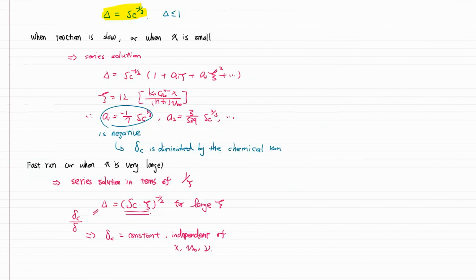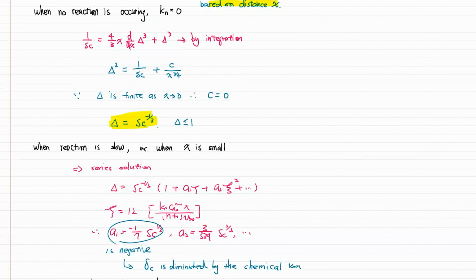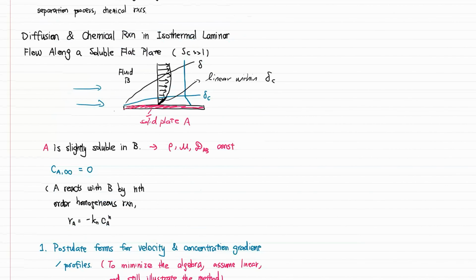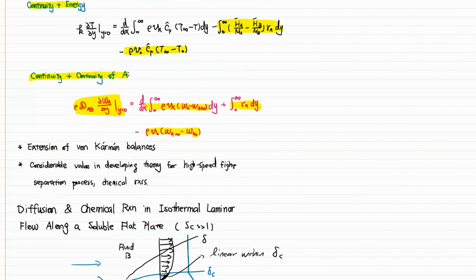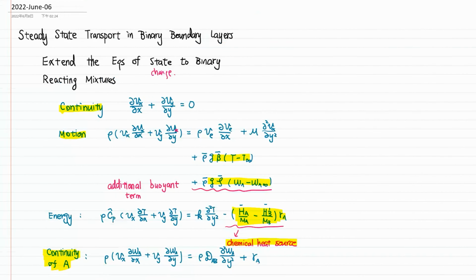Okay, so I think we have covered the boundary layer theory for momentum, for energy, and for mass transfer. And hopefully you do find these analyses useful in your own research or topics of interest. And this is going to be our last lecture for this semester.